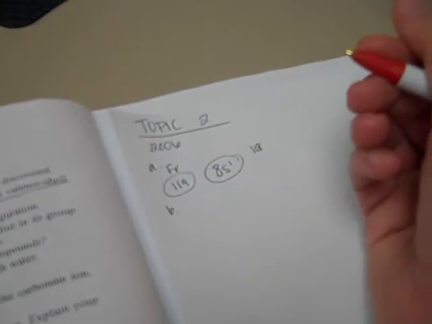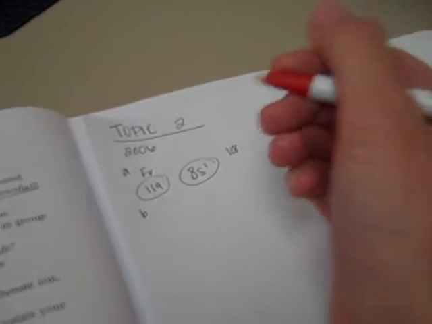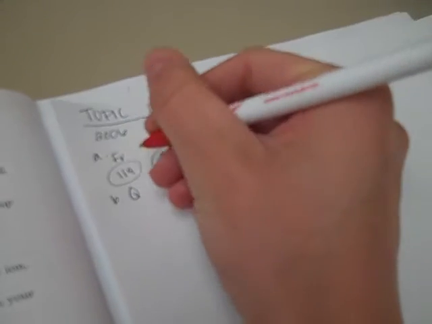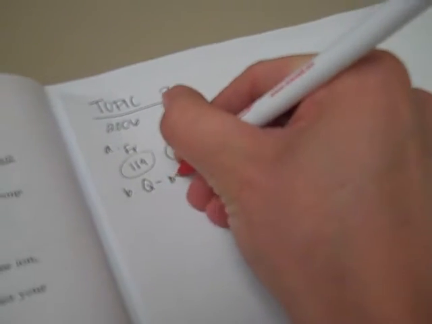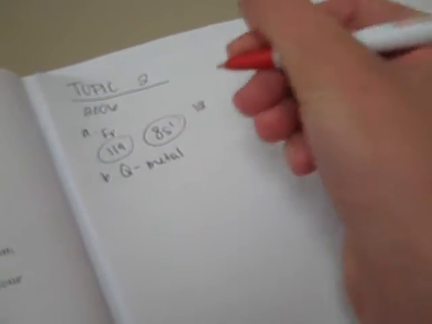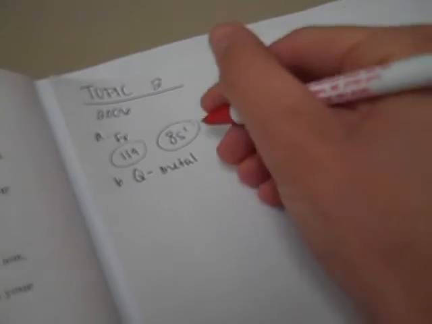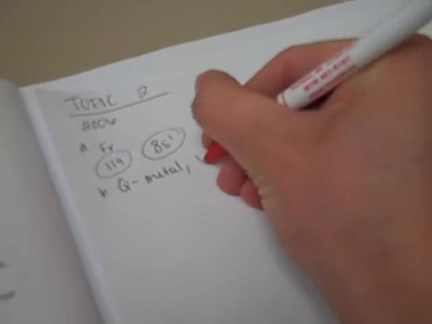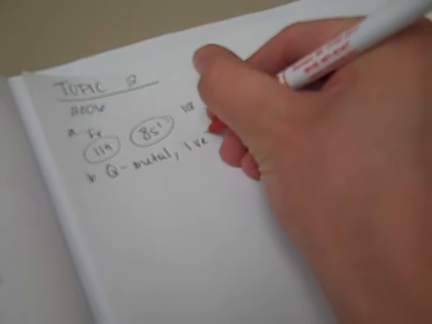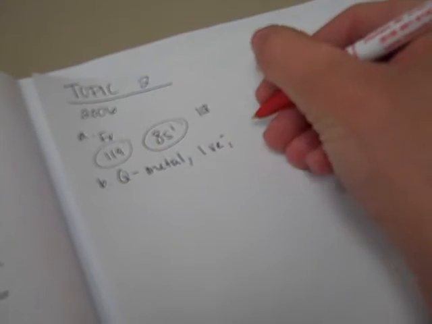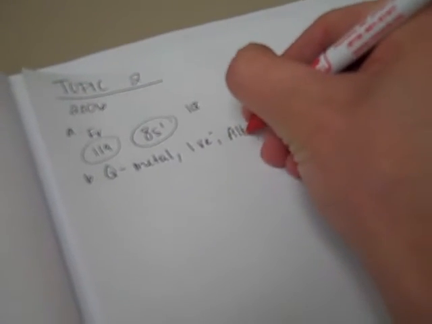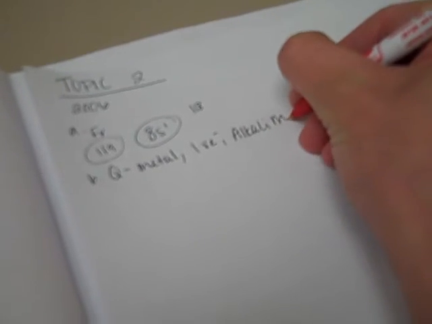Okay, for letter B, would Q be a metal or a nonmetal? Well, if Q is under francium, it has to be a metal. You can explain in terms of electron configuration because it would have one valence electron, which would make it an alkali metal.